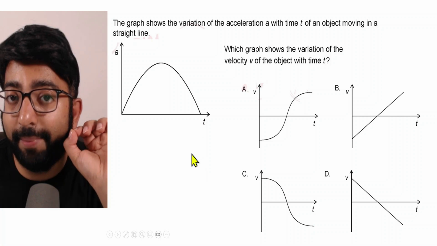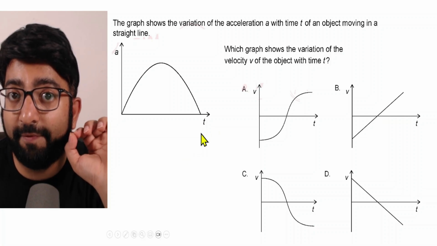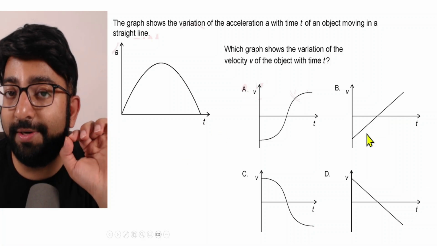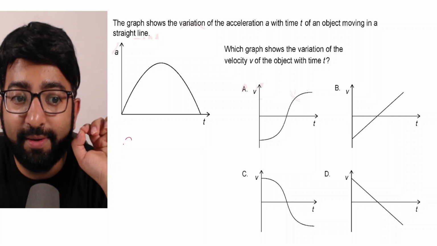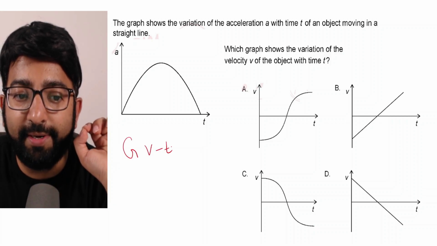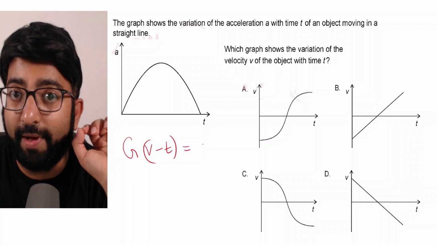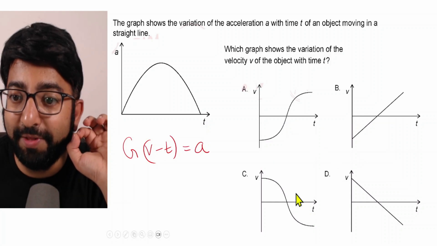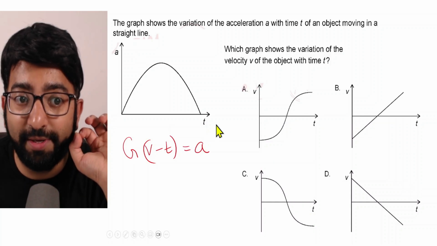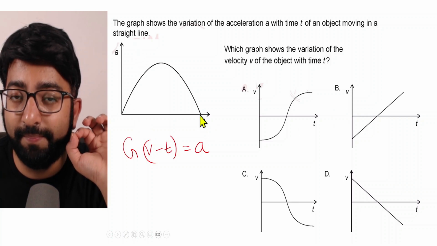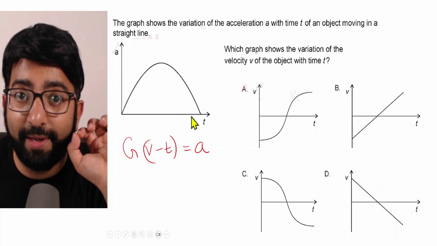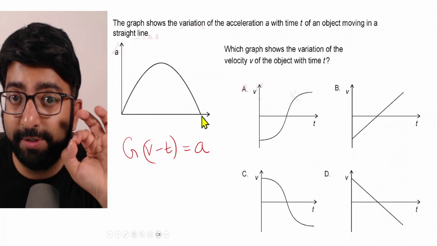But before that, remember the basic logic. How do we identify acceleration from a velocity time graph? And the trick is gradient for a velocity time graph that gives us the value of acceleration. Now, which of these four graphs corresponds to the acceleration time graph which is given to us? How do we do that? Let us analyze the acceleration time graph which is given to us.